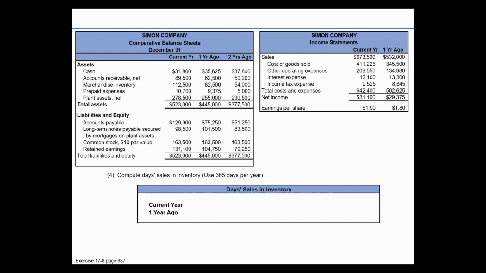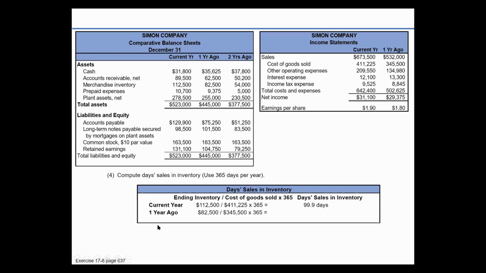And then to figure out the days sales inventory, you're going to take the ending inventory divided by the cost of goods sold multiplied by 365. So our ending inventory for the current year is 112,500 divided by the cost of goods sold, which we would get from the income statement. Cost of goods sold 411,225 multiplied by 365, you're going to come out with 99.9 days of inventory.